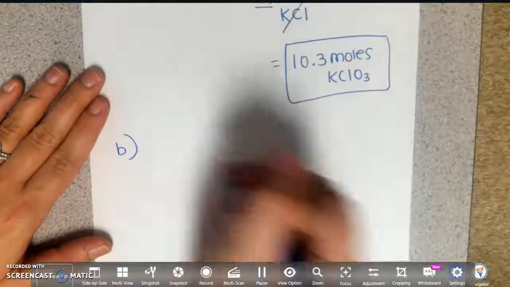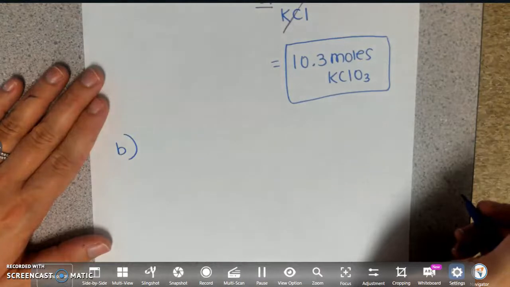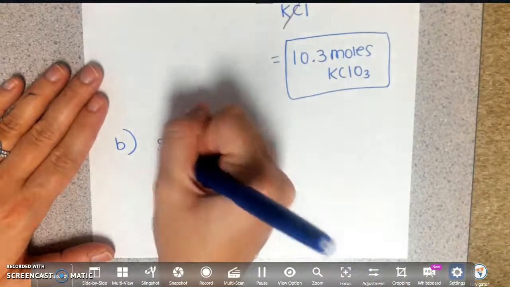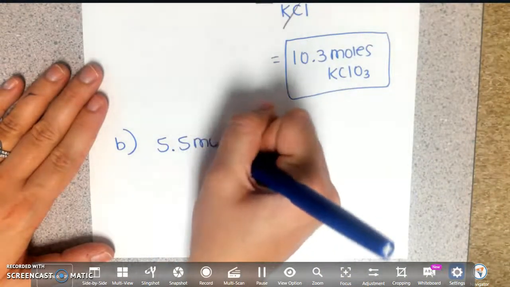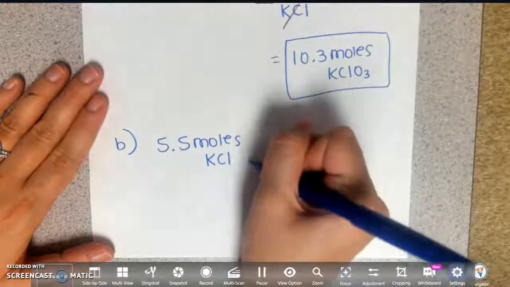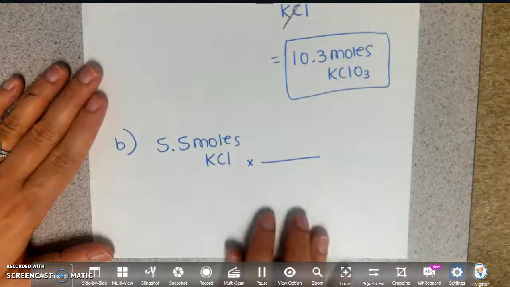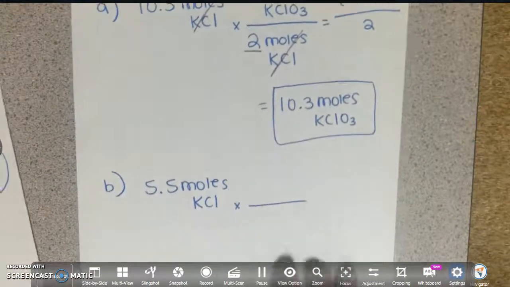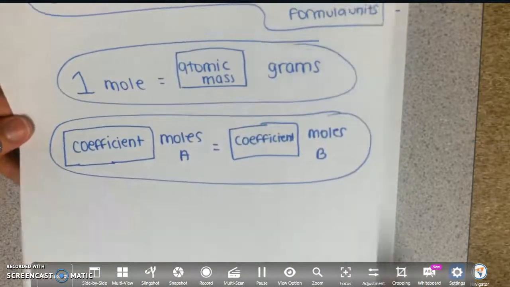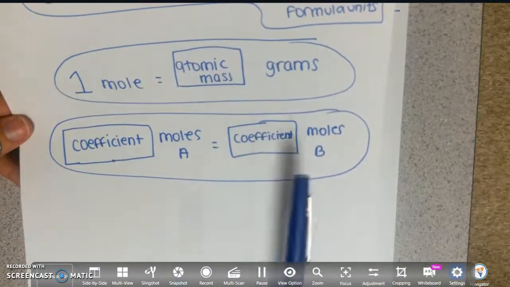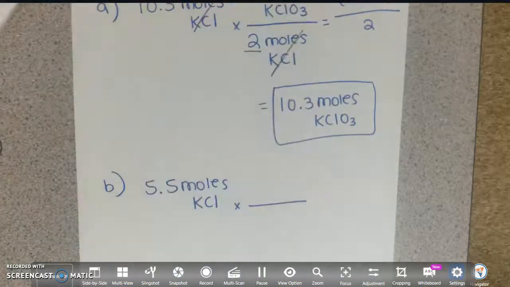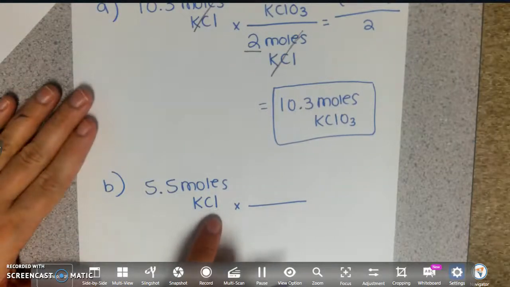So that was A. B was how many moles of oxygen are produced if 5.5 moles of potassium chloride are also formed. So we start with our given 5.5 moles KCl. And this time the problem wants us to go from KCl to oxygen. Now I have moles of KCl. I can use the new conversion because I have moles of KCl to solve for moles of oxygen using my coefficients. And so looking at my balanced equation, the coefficient for KCl is 2.